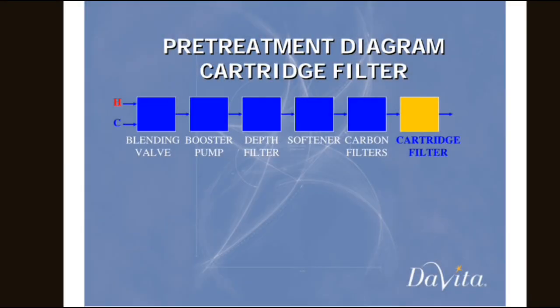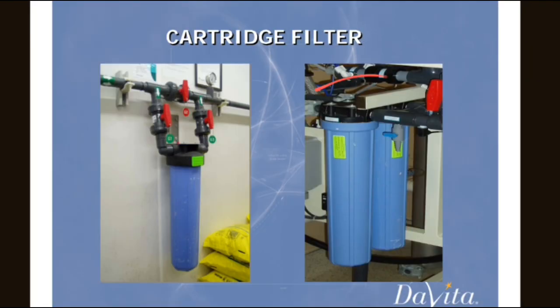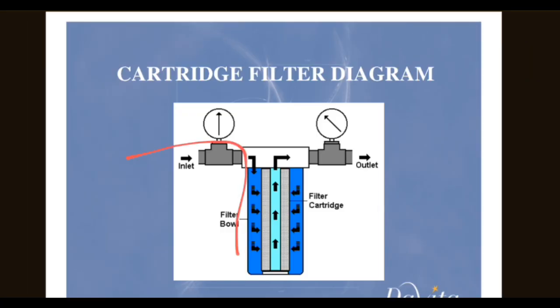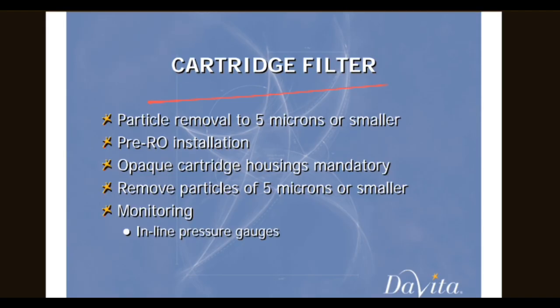The fourth section of our first part is the cartridge filter. Here is the photo of a cartridge filter, which generally filters our water from 5 micron or larger molecules. So water passes from the inlet and passes out through the outlet to the RO membrane. Mechanism of cartridge filter: particle removal to 5 micron or smaller, pre-RO installation, cartridge housing mandatory, remove particles of 5 micron or smaller, monitoring by inlet pressure gauge.